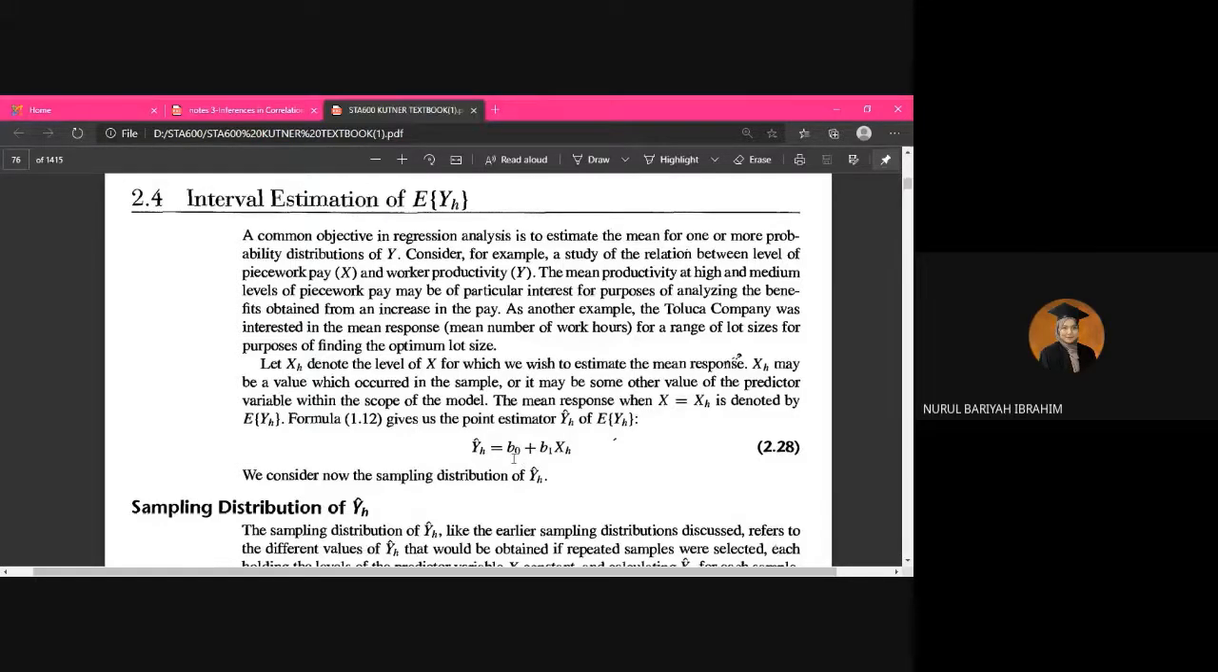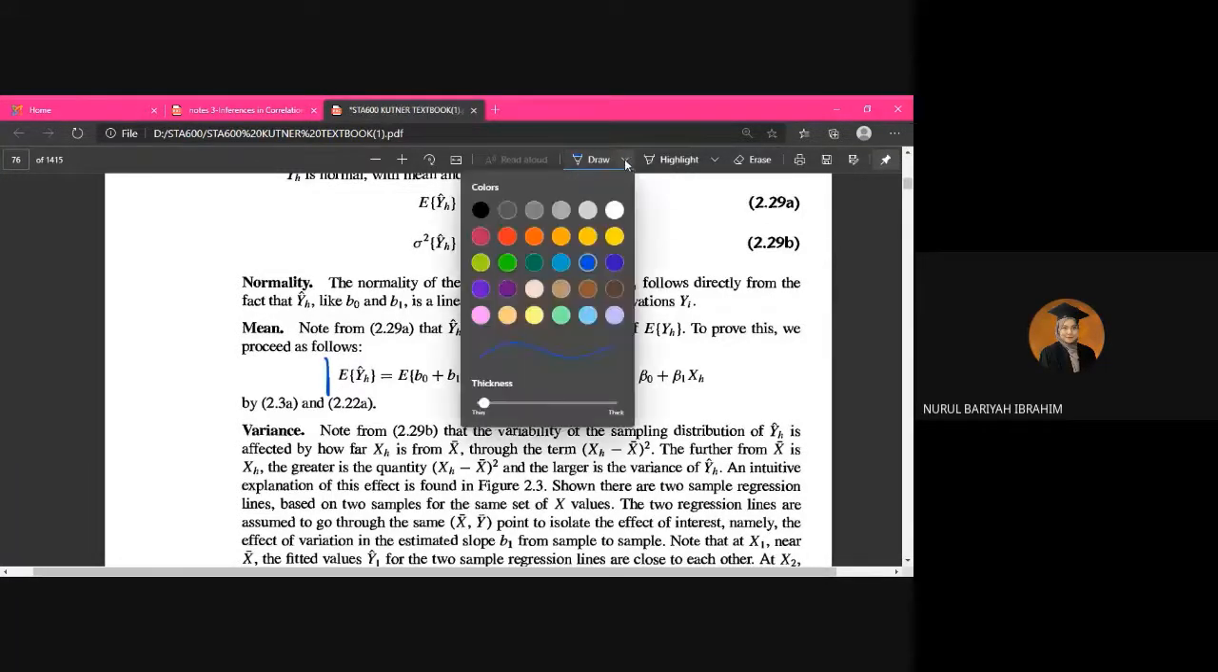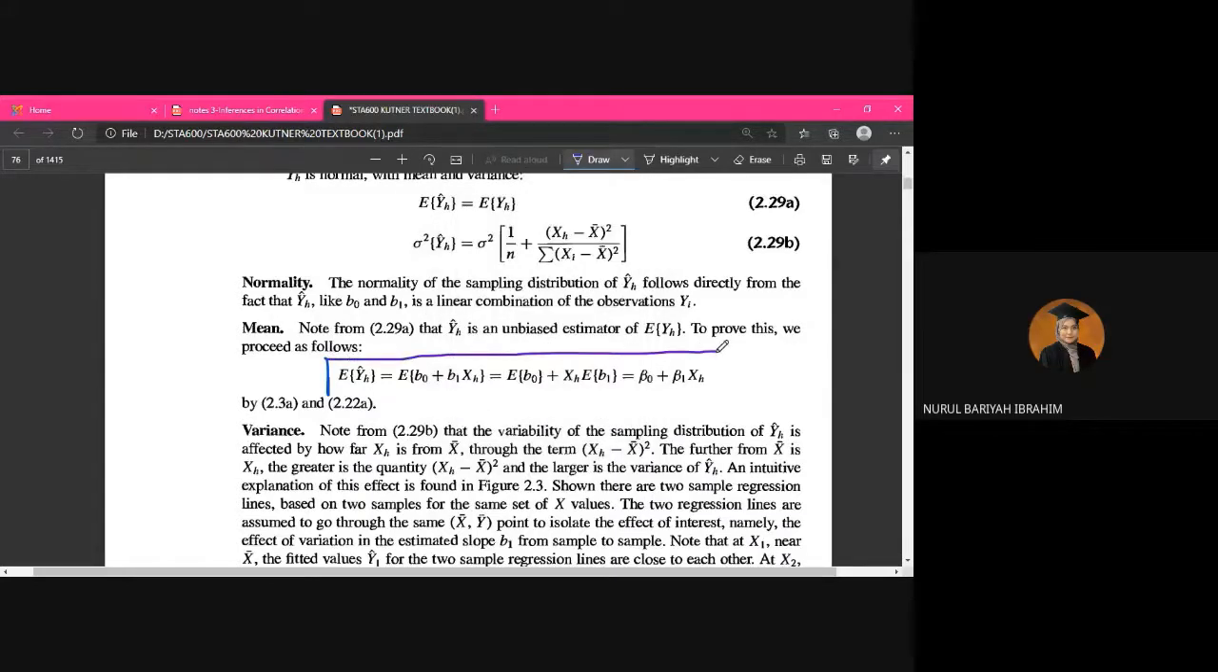Okay, how to get this? So actually daripada sinilah sebenarnya, but no need for you to hafal how we get this formula. Tapi inilah dia punya idea how to get this formula.